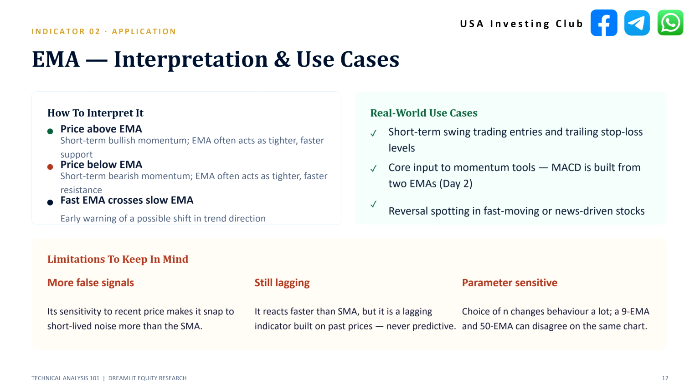But respect its limitations too. More false signals. Its sensitivity to recent price makes it snap to short-lived noise more readily than the SMA does. Still lagging. It reacts faster than the SMA, but it remains a lagging indicator built entirely on past prices. It is never predictive. In parameter sensitivity, your choice of N changes its behavior substantially. A 9-period EMA and a 50-period EMA can genuinely disagree with each other on the exact same chart. Choose your period deliberately, based on the time horizon you're actually trading.